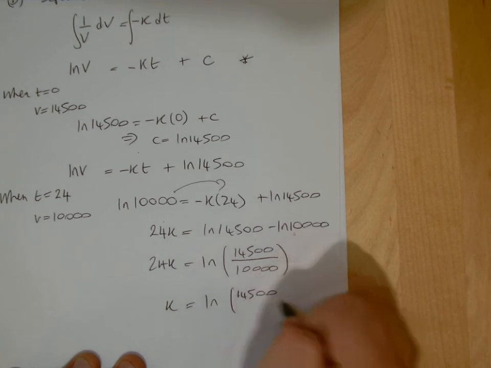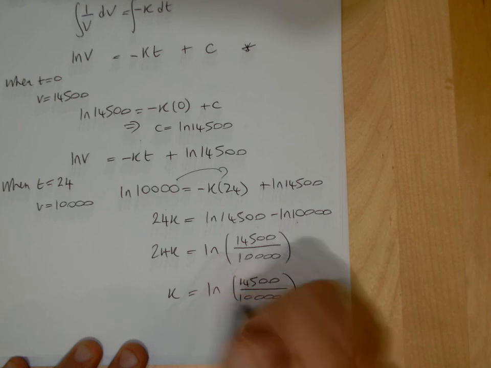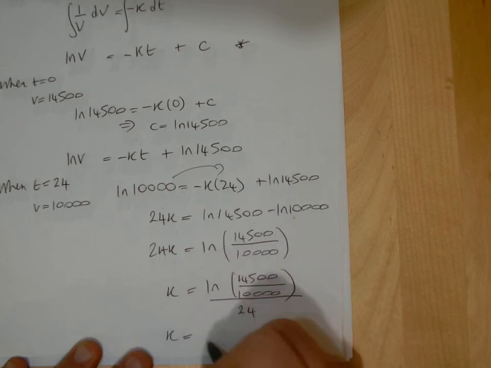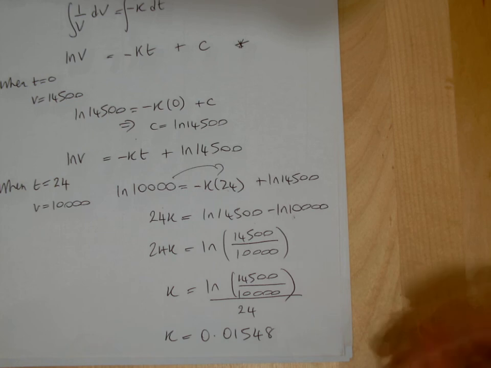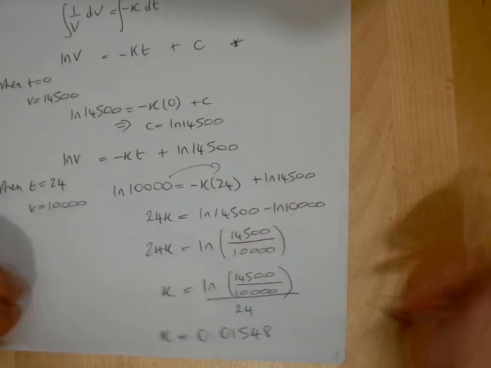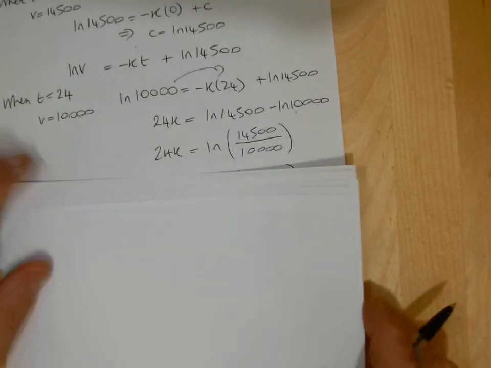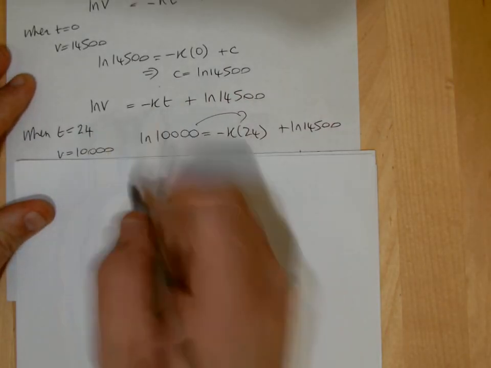So 14,500 divided by 10,000, and then of course the whole thing divided by 24. When I did that on my calculator, I got 0.01548. So 5 decimal places there for a question like this would be appropriate. Then what I'm going to do is go back to this here, and sub in my value of k.